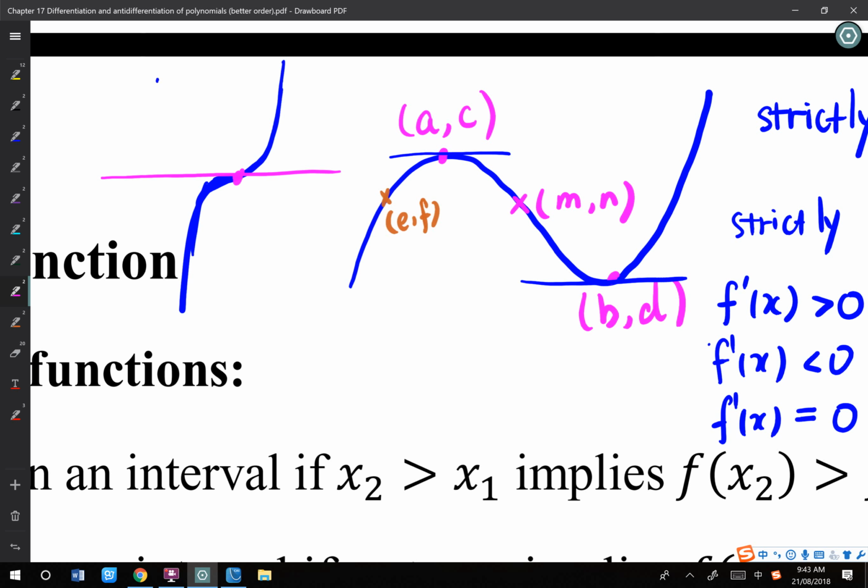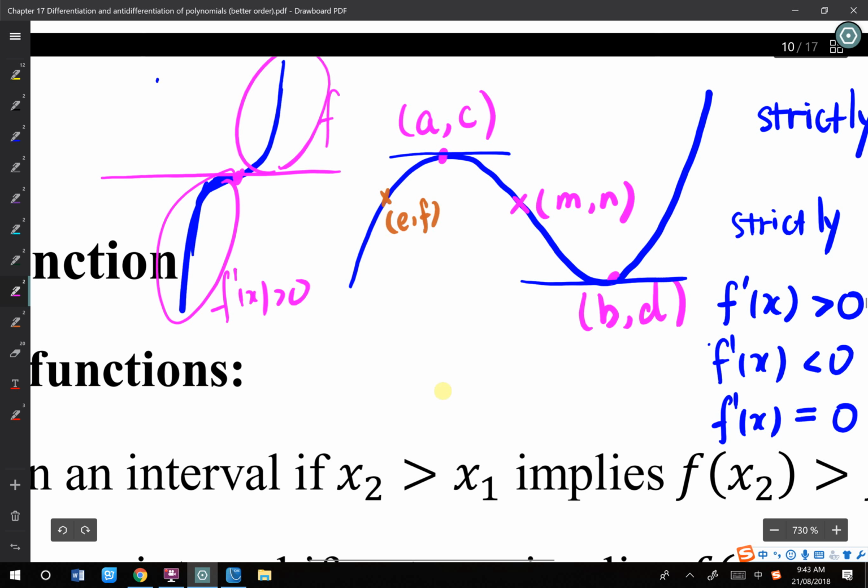Strictly increasing. It just keeps increasing, right? Every x increase, your y increases. So for all the points, as you move to the right, your y value will increase as well. So the whole function is a strictly increasing function. The derivative here is f dash x greater than 0. The derivative here is f dash x greater than 0. But the derivative at that point is f dash x equals to 0. But it doesn't matter whether it equals 0 or not. It's a strictly increasing function anyway over the domain R.